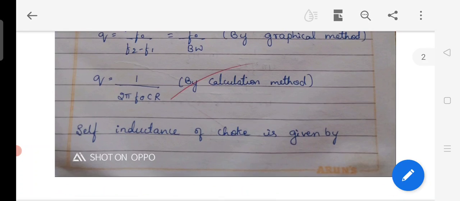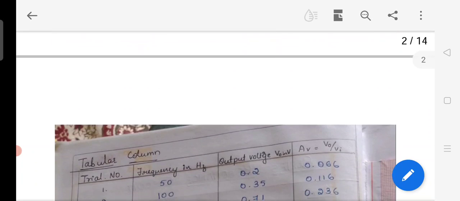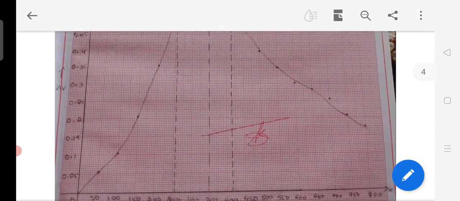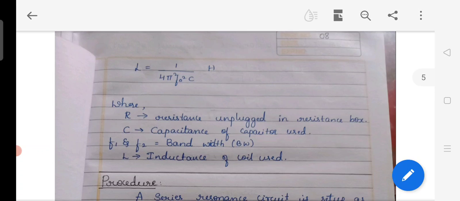And finally, we are going to calculate the inductance of the inductor by using the formula L equals 1 divided by 4 pi square F0 square into C, so many Henry.